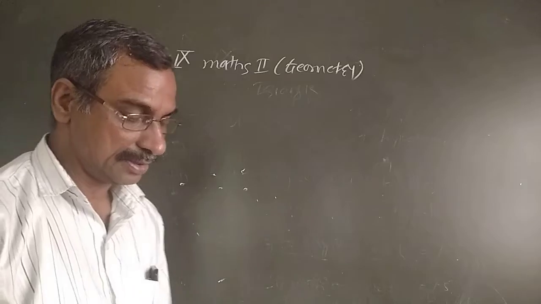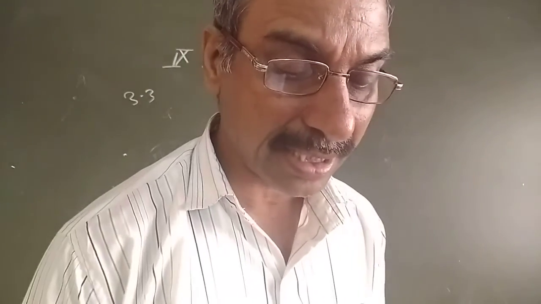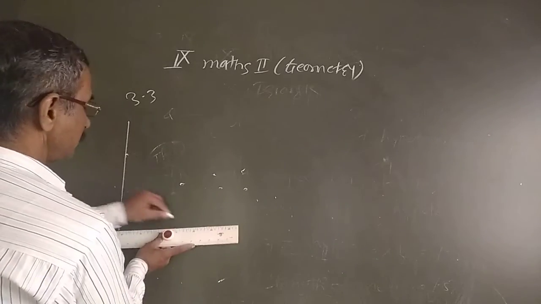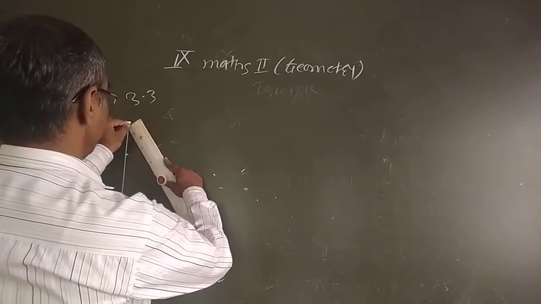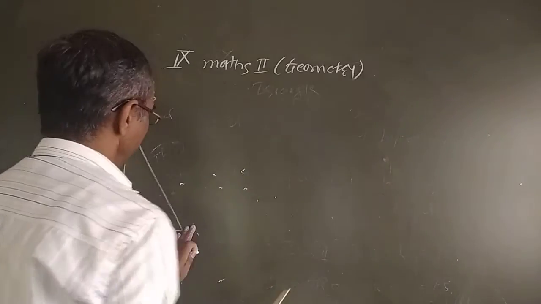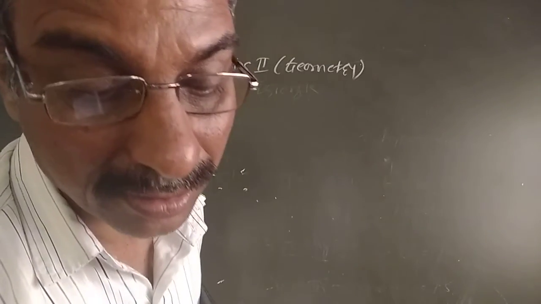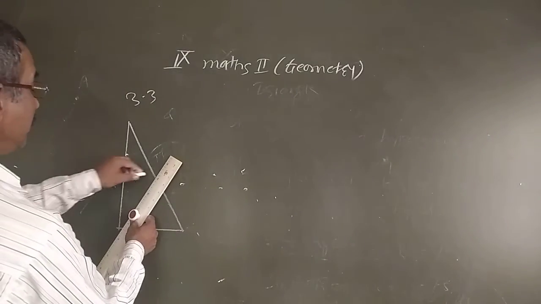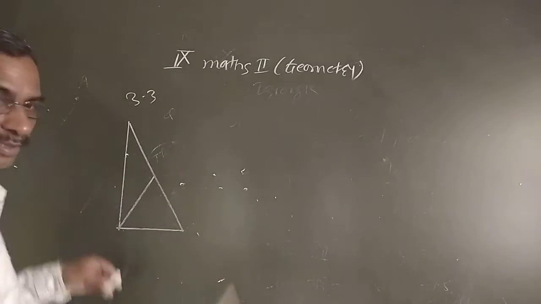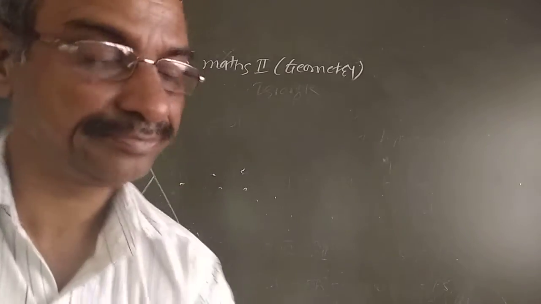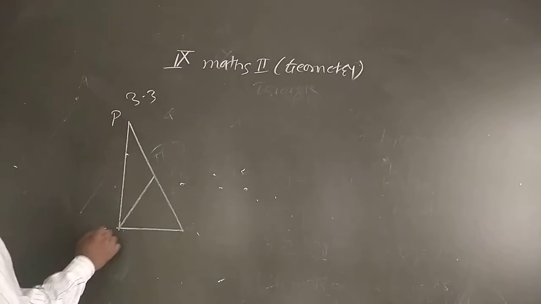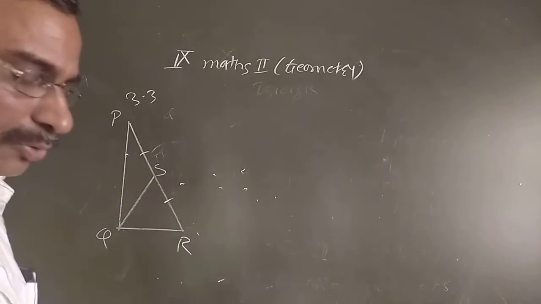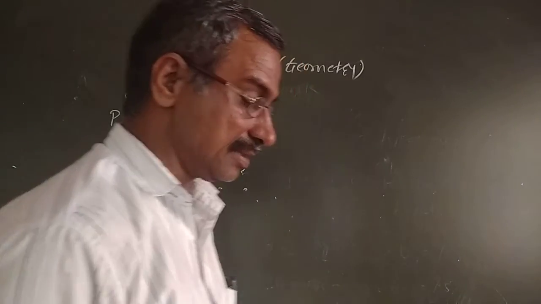Here the diagram is given: in triangle PQR, a right angle triangle, QS is also given. It is the median. In triangle PQR, QS is the median, making two equal parts of the given triangle.